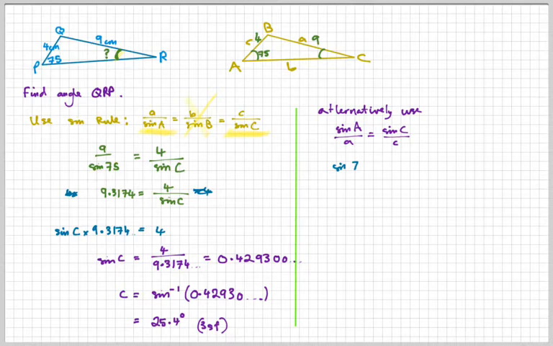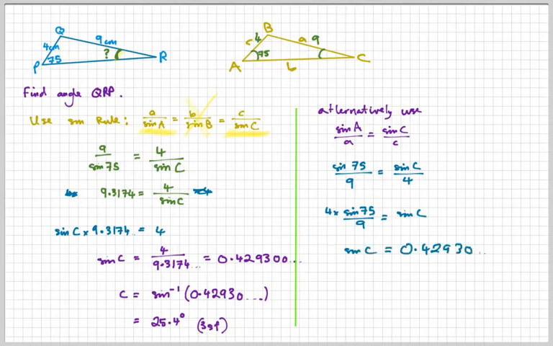So I plug things in the same way, so I get sine 75 over 9 is equal to sine C over 4. Now this one is easier because there are fewer steps to do in the calculation. So I can times both sides by 4 now, and I'll be left with sine C. And at this stage, we have the same point of the equation as we did before. Then to complete it, we'll continue from where the arrow says to. So this is slightly easier in terms of the algebraic manipulation, but both solutions would be absolutely fine.